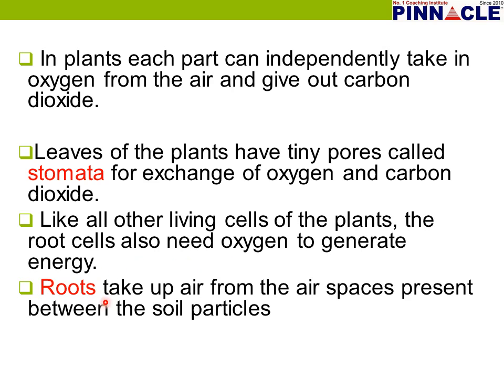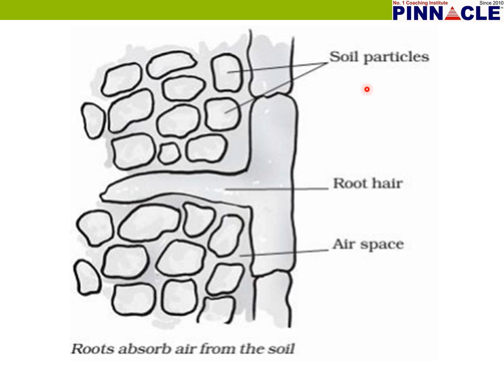Root cells also need oxygen to generate energy, and roots take up air from the air spaces present between the soil particles. Important here is that the root takes oxygen which is present in air spaces between the soil particles. Now these are soil particles, and this is how the root takes air or oxygen from the soil. These are soil particles, this is the root, and this is the air space. From the air space, oxygen reaches the root cells, the root hairs, and from this portion oxygen is taken, and then the respiration process takes place in the root of plants also.